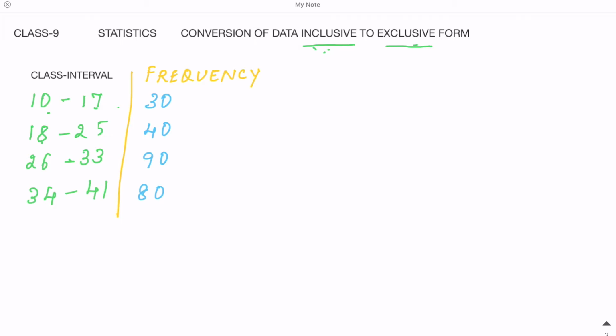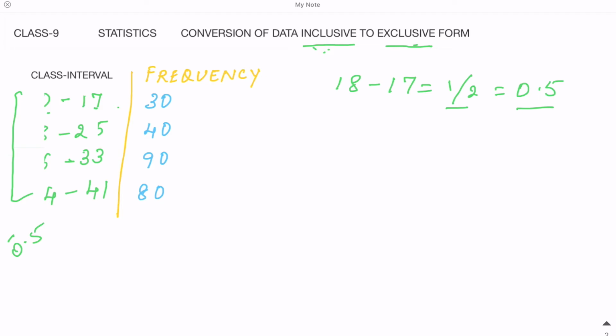So we see what the gap is: the lower limit of the second class, 18, minus 17, the upper limit of the previous class. What is the difference? It is 1. We divide it by 2. 1 by 2 is 0.5, or we can write half also. Now from all the lower limits we subtract 0.5, and to all the upper limits we add 0.5.